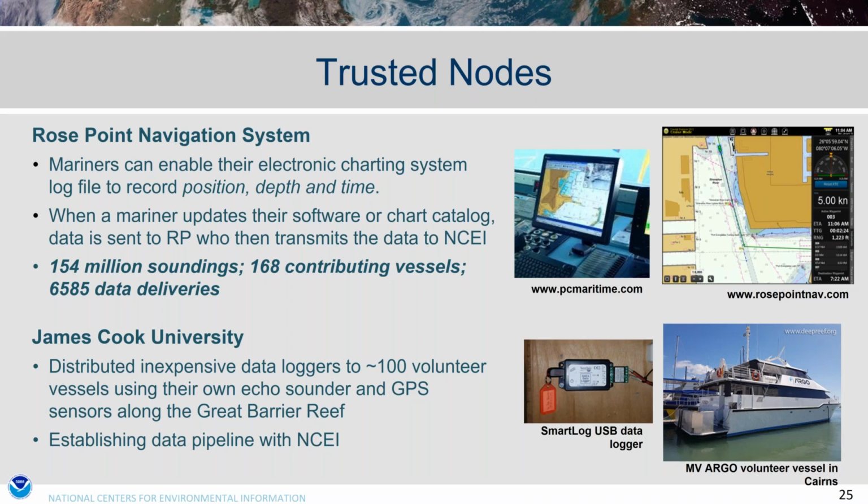James Cook University recently purchased and distributed inexpensive data loggers, around $100 a pop, to almost 100 volunteer recreational boats that are using their own echo sounder and their own GPS sensors while sailing along the Great Barrier Reef, an area where less than 40% of depth data is found. We're currently working with them to test a data transfer pipeline.